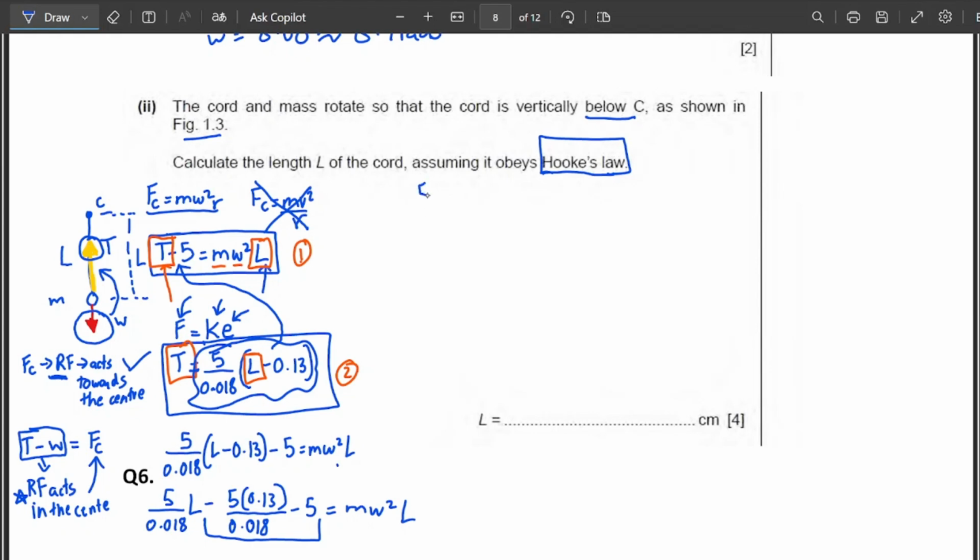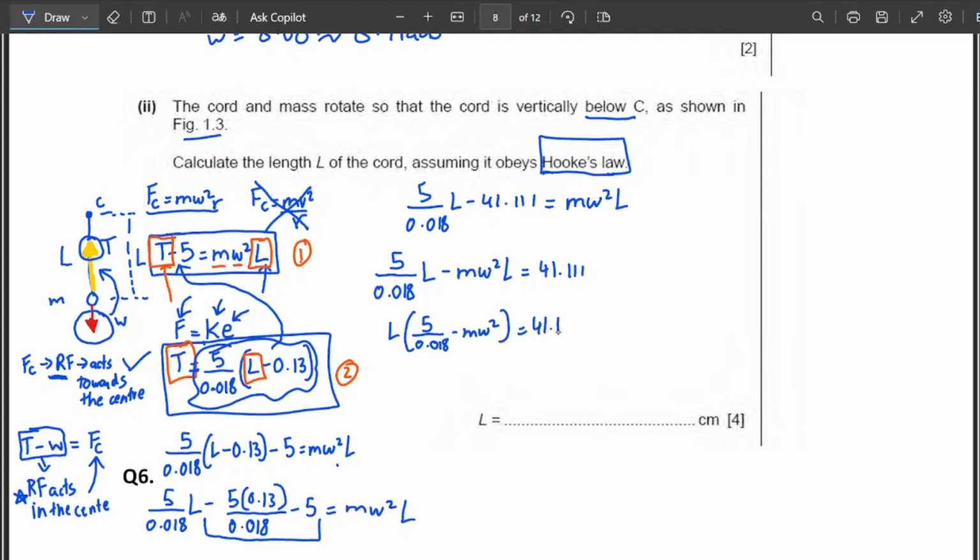So you solve all of that, you're basically going to get 5 over 0.018 L minus 41.111 equals m omega squared L. Now we are going to get all the L terms on one side of the equation, so this is just going to be 5 over 0.018 L minus m omega squared L is equal to 41.111. And now we can just solve this out, but before we do that, I would like us to take this L common. So if we take this L common, we're basically left with 5 over 0.018 minus m omega squared is equal to 41.111, and then we can just divide all of this over there onto the other side.